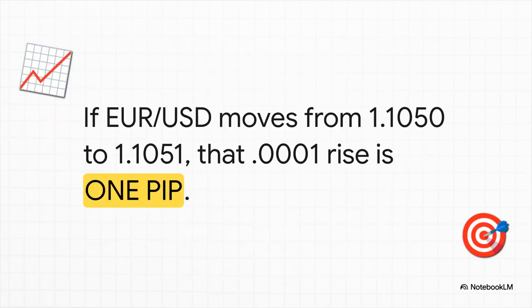Okay, let's look at a real example. Say the Euro USD pair moves from 1.1050 up to 1.1051. See that tiny little jump? That 0.0001 increase? That is exactly one pip. Pretty simple, right? That's the standard move we're all watching.